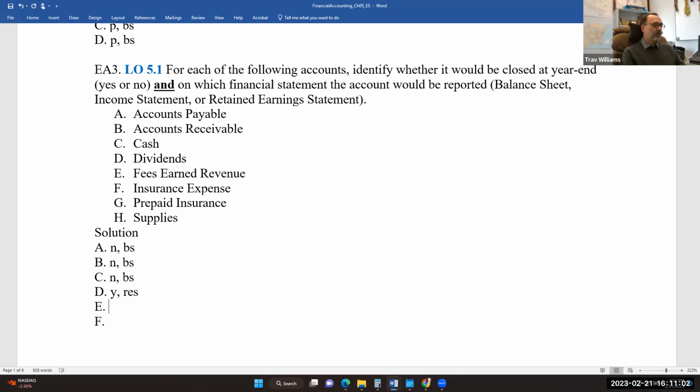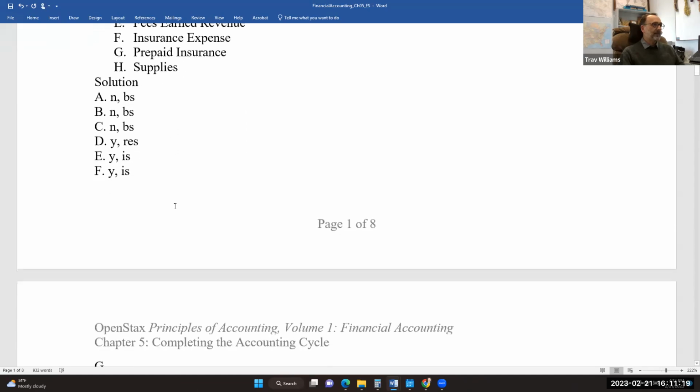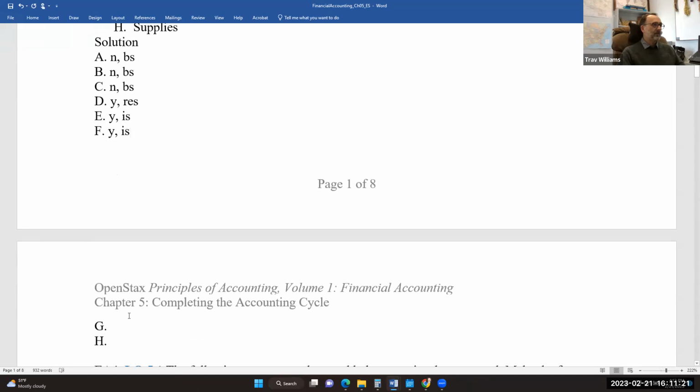E is fees earned revenue. So yes, that gets closed out. That shows up on the income statement. F, insurance expense, also gets closed out. Shows up on the income statement. G, prepaid insurance. That is an asset. So that's going to be no, balance sheet. And H is supplies. That's also an asset, so no, balance sheet.